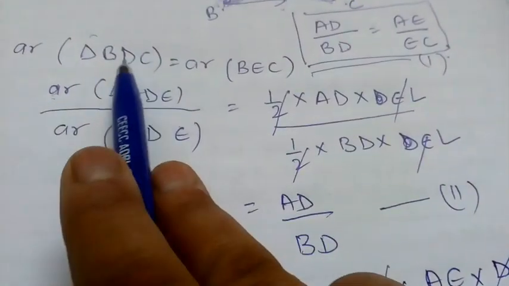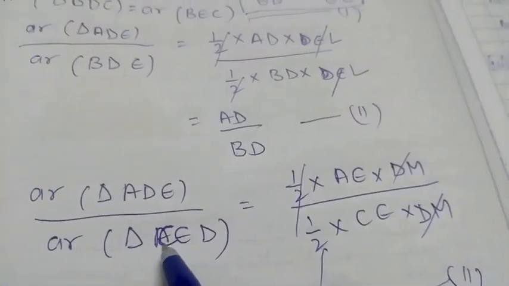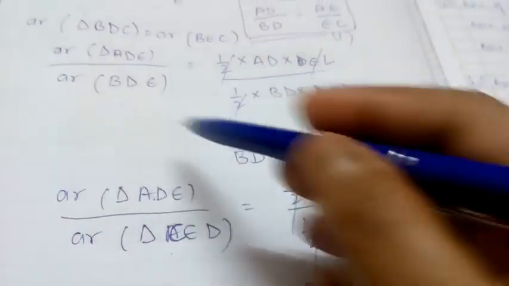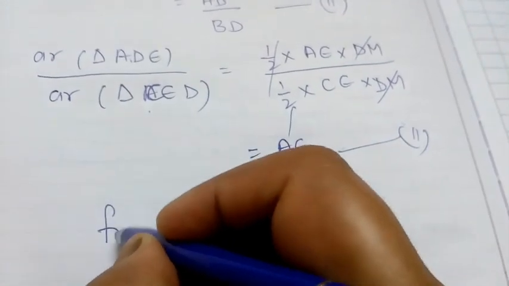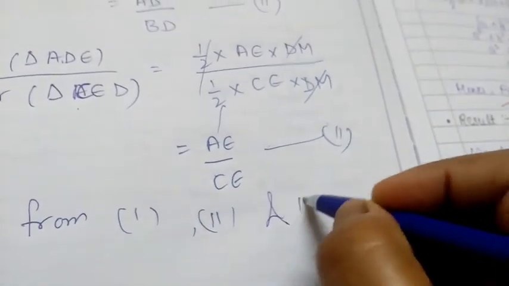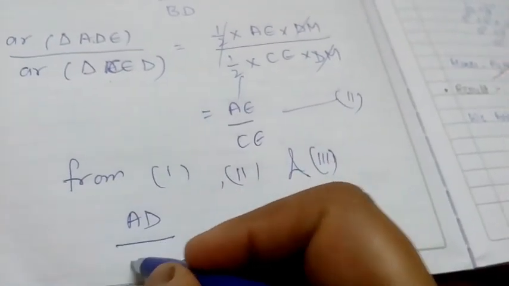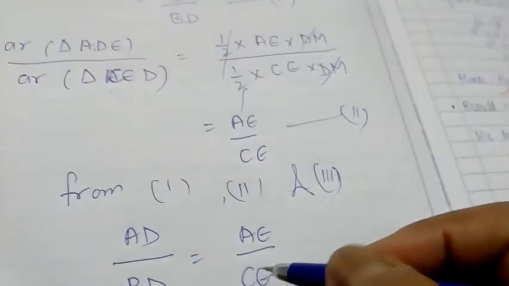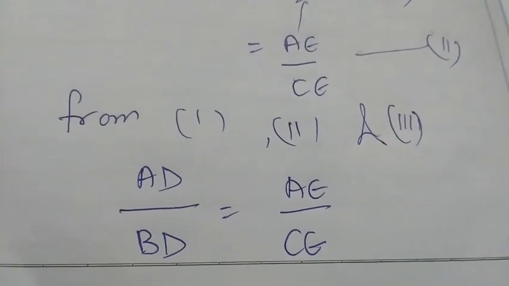From 1, 2 and 3: the area of BDE is equal to the area of CDE, and ADE is common, so equation 2 equals equation 3. From 1, 2 and 3, we get AD upon BD equal to AE upon CE. This is the Thales theorem. Hence proved, AD upon BD equal to AE upon CE.